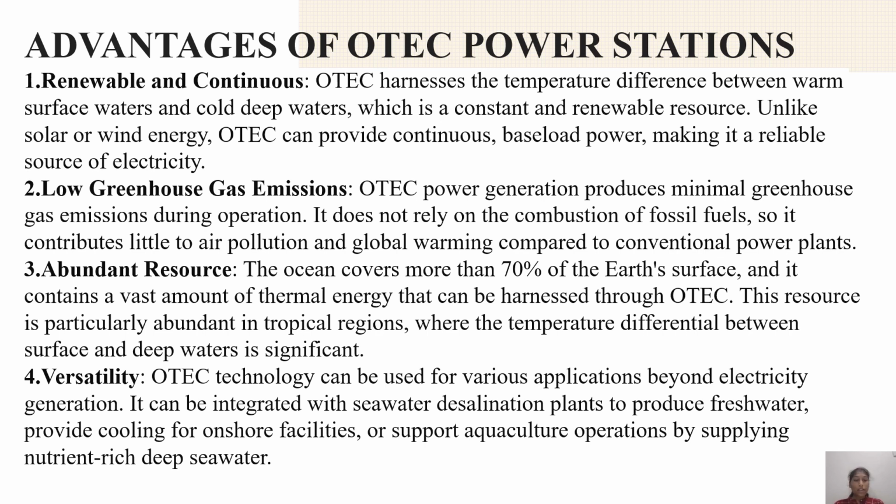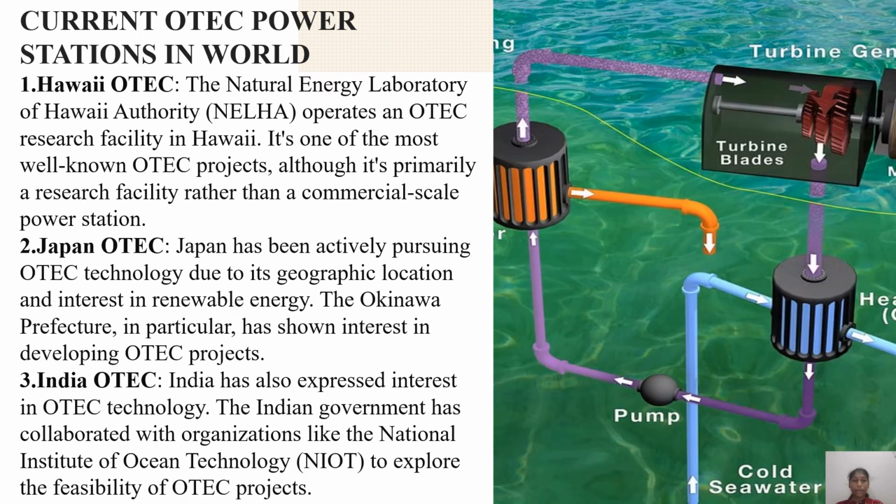Next one, abundant resource. The ocean covers more than 70% of Earth's surface, and it contains a vast amount of thermal energy that can be harnessed through OTEC. This resource is particularly abundant in tropical regions where the temperature difference between the surface and deep waters is significant. Next one is versatility. OTEC technology can be used for various applications beyond electricity generation.